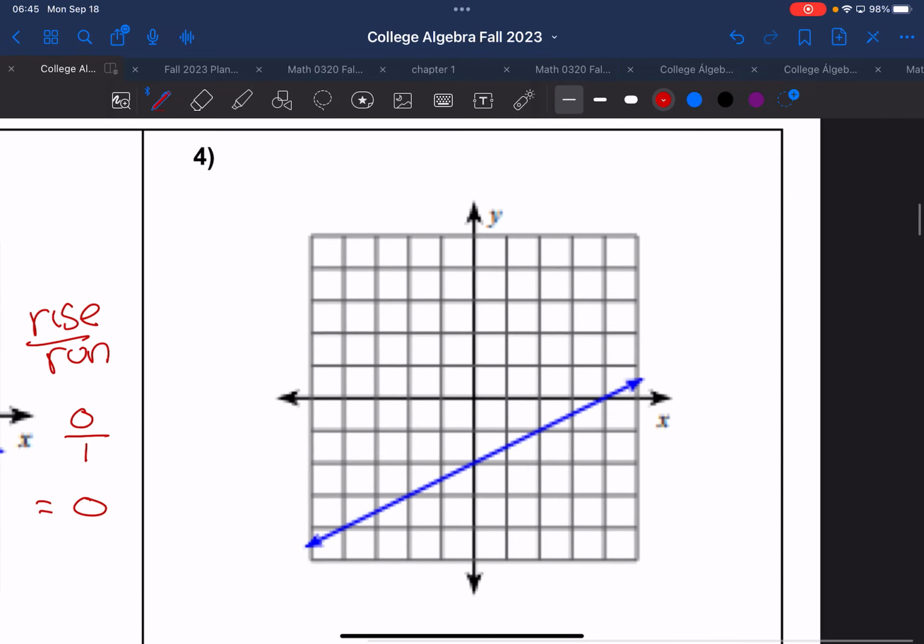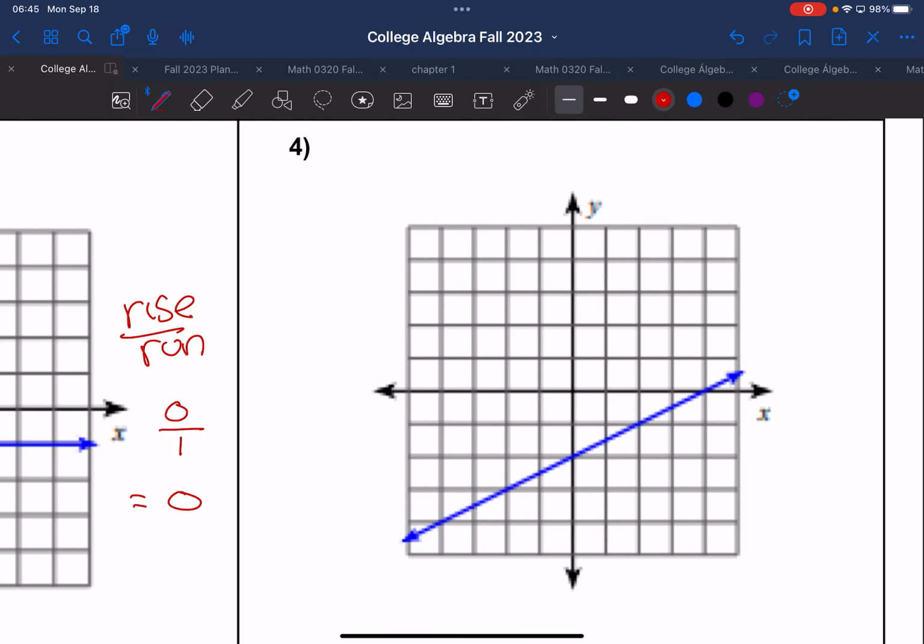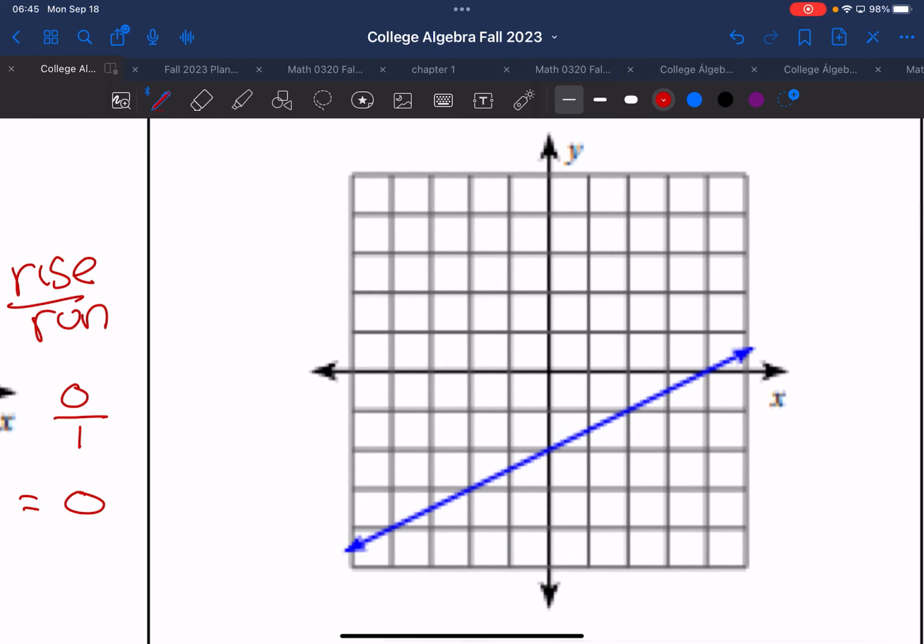Okay, go ahead and take a moment to do number 4. And then we'll do it together. So this is one that there are plenty of points on the graph that you could use that have those perfect corners. You're always double checking to see if you can reduce your fraction.